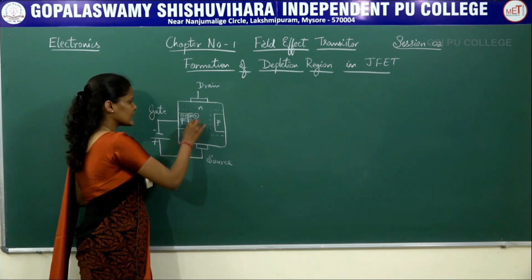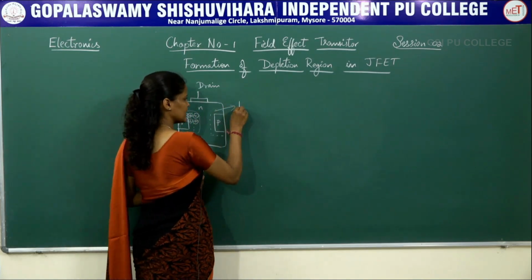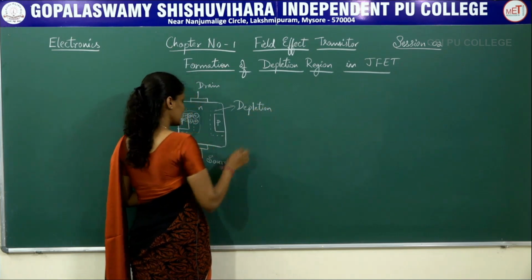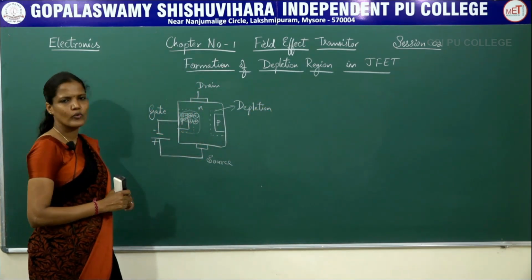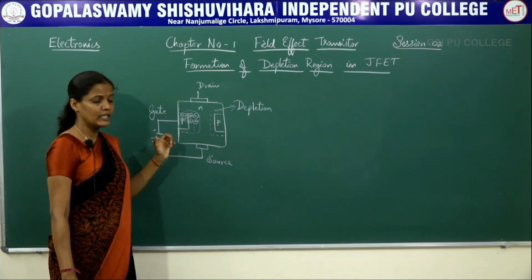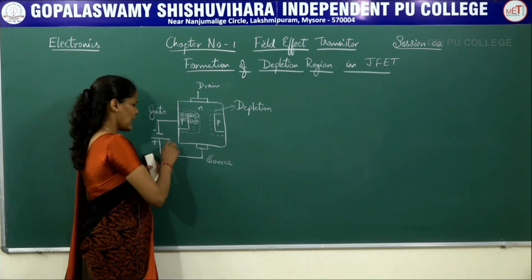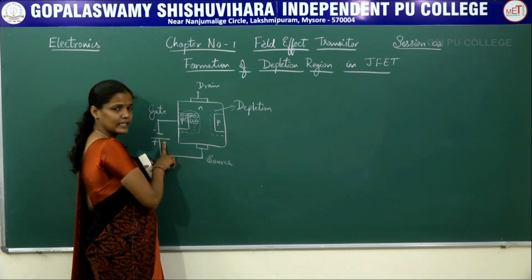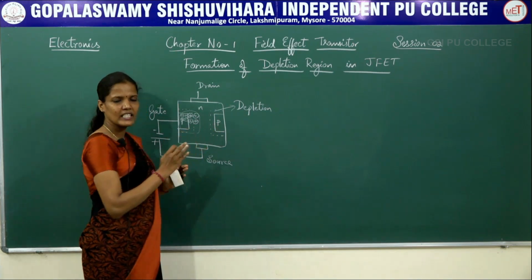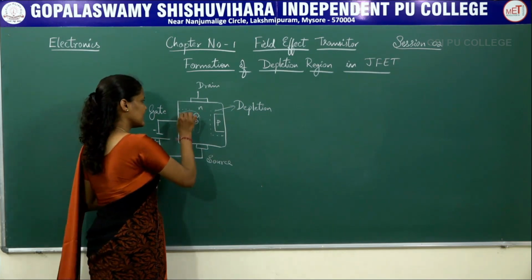So this becomes what is called a depletion region. Depletion region means a region where none of the free charge carriers are present. There are no free electrons, and likewise no holes either. As I start increasing the reverse biasing condition, the width of the depletion region starts increasing.